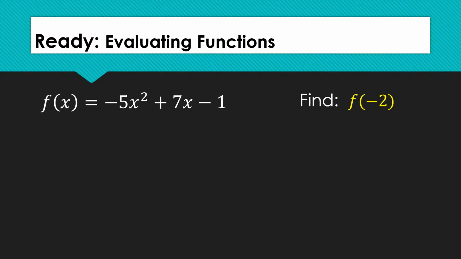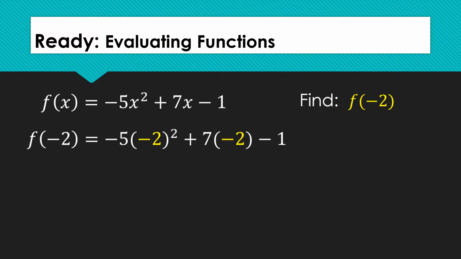We're given the function f of x equals negative 5x squared plus 7x minus 1, and we're asked to find f of negative 2. So when x is equal to negative 2, what is f of x, or what is the output? We're going to substitute the negative 2 in for our values of x, or replace all of our x's with the negative 2, and we're going to simplify using order of operations.